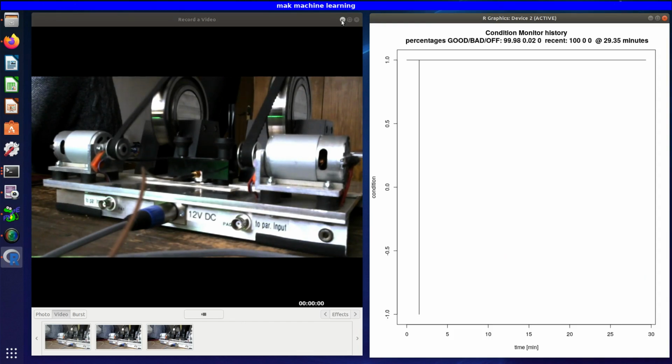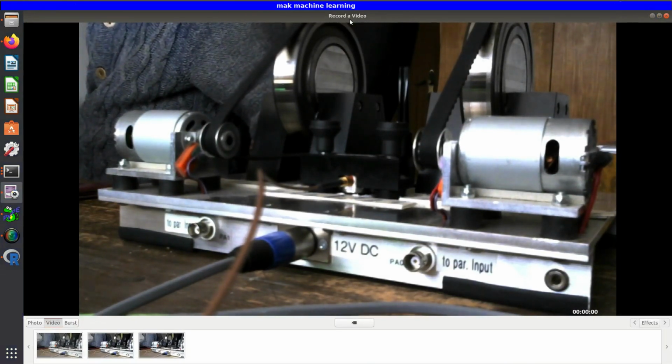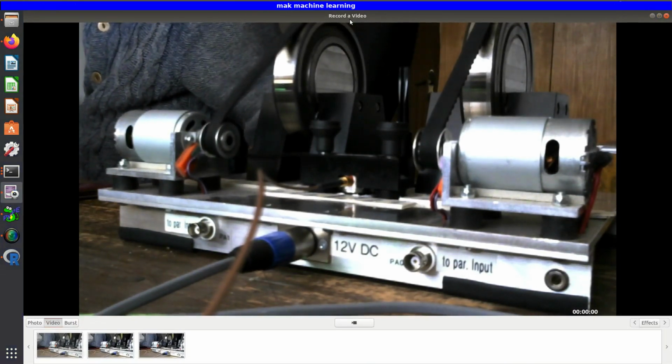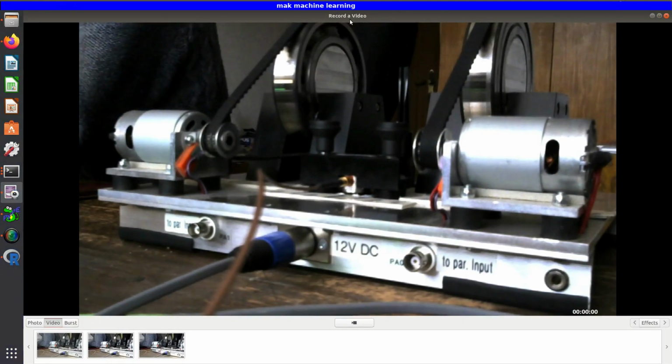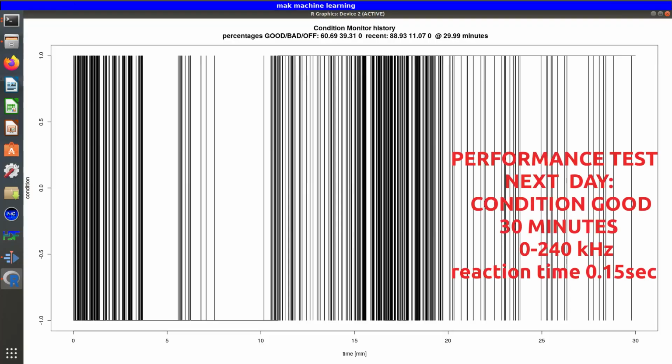Test result after 30 minutes, 99.98% accuracy, and for, let's say, 28 minutes, 100%. Can we expect that the classifier will perform equally well next day after our initial training? Unfortunately, the answer is no.